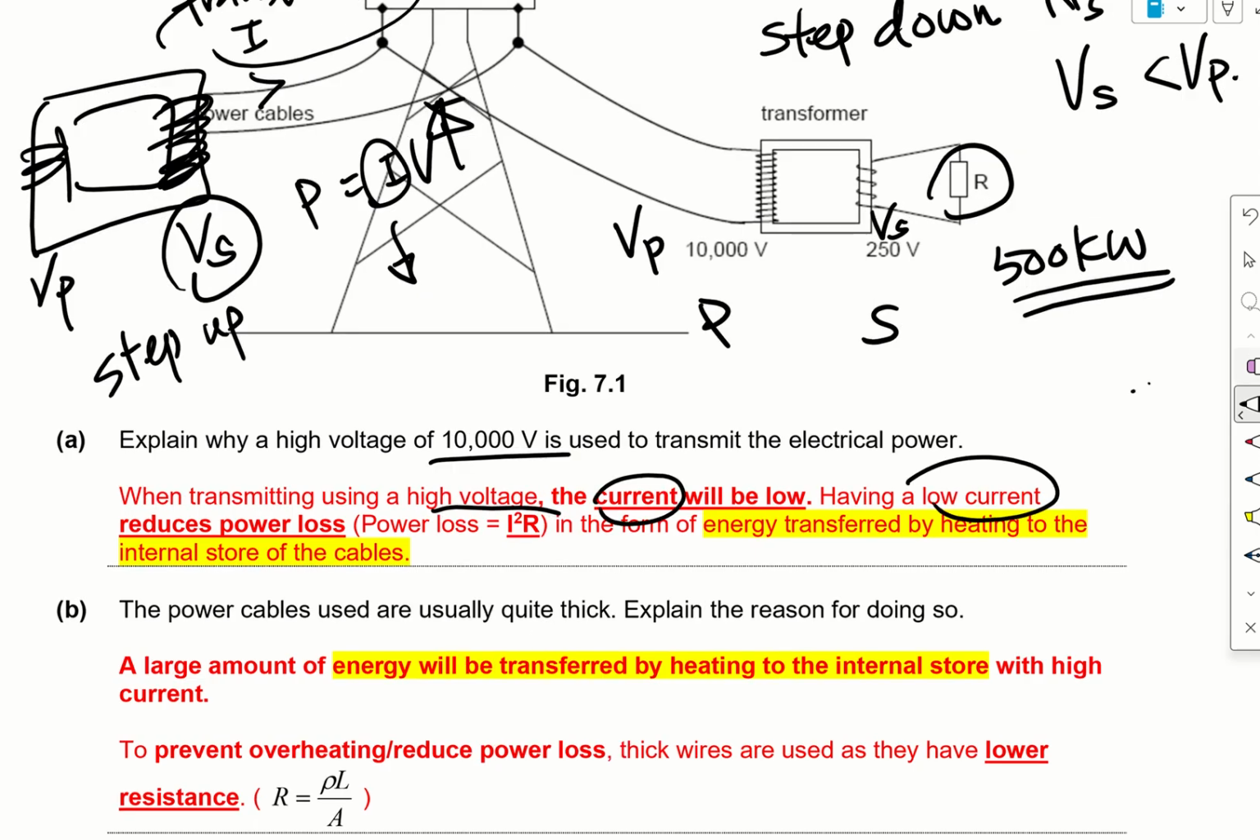Because when we transmit using a high voltage, we will have a low transmission current. Having a low current will reduce power loss. Quote this formula: power loss equals I squared R. It is energy transferred by heating to the internal store of the cable. Therefore this power loss, which is energy being transferred to the cable, will be very low. So I don't lose much power during this transmission process.